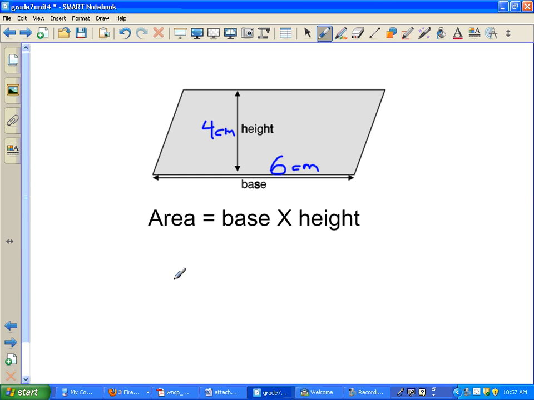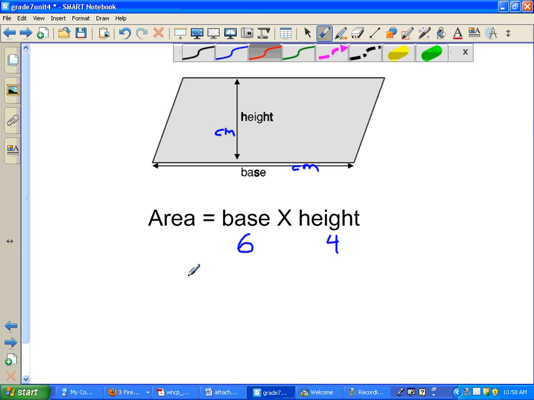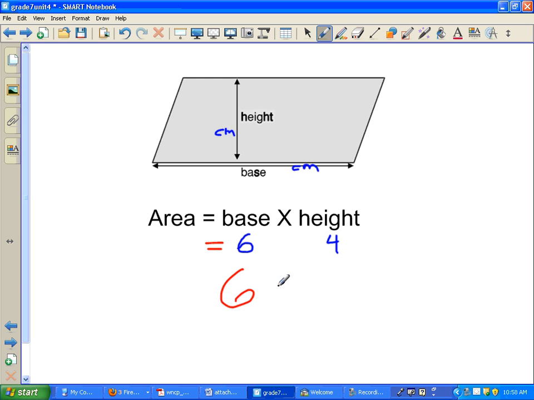So let's take this one here. We've got the base is right here, 6. We've got the height right here, which is 4. So the area is going to be 6 times 4, which equals 24. And don't forget to put your centimeters there. And because we're talking about area, or the inside part, it's going to be centimeters squared.